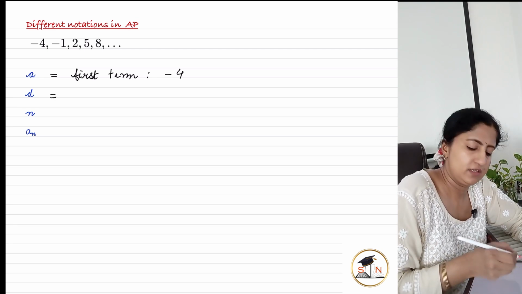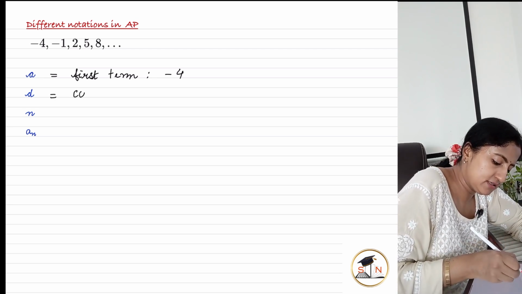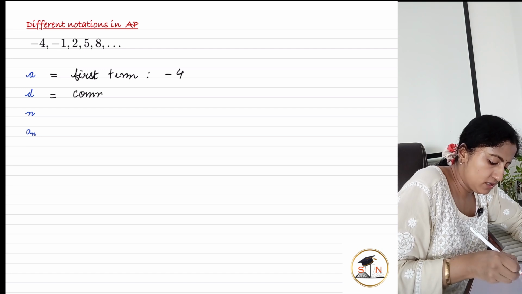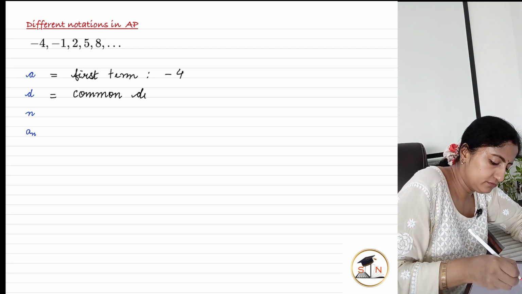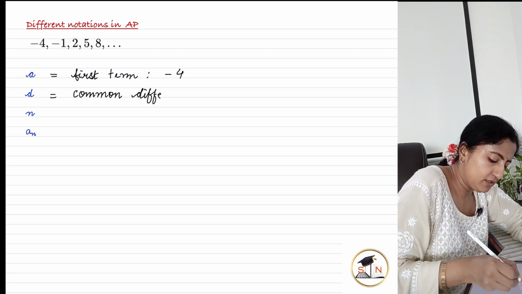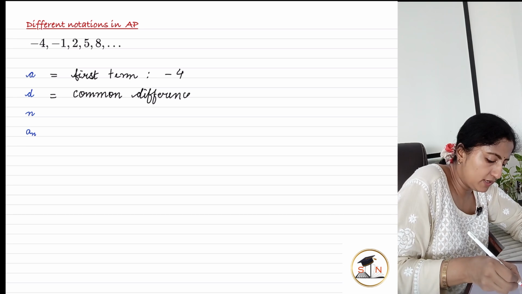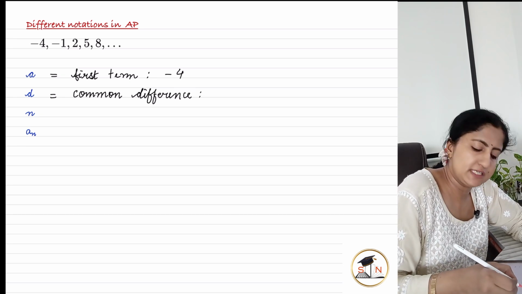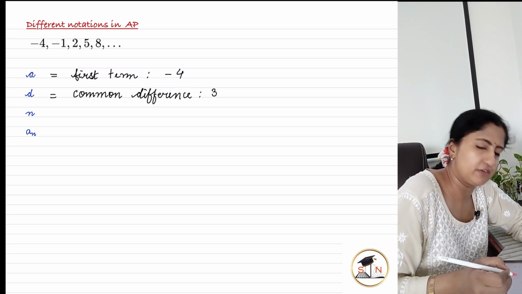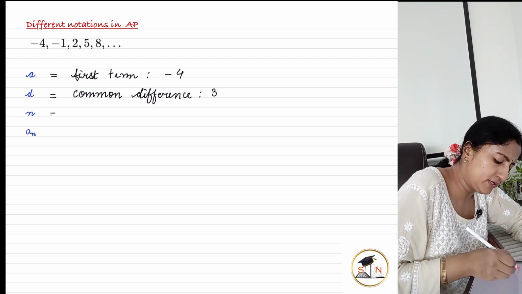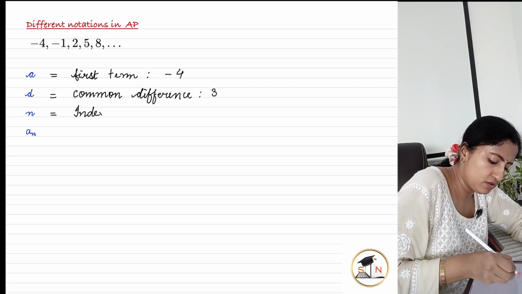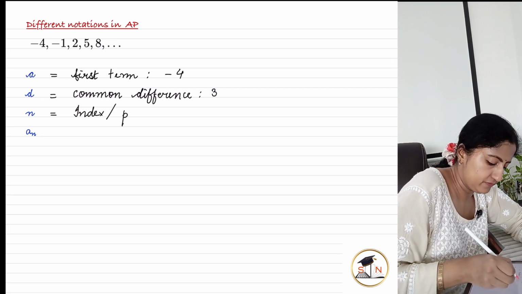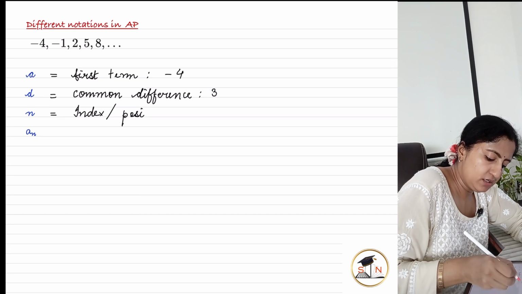Next is D. What is D? D is common difference. Quickly calculate what's the common difference before I write. That is minus 1 minus minus 4. So it's positive 3. Okay. Now what is N? N is index or position. Position of the term of the number.